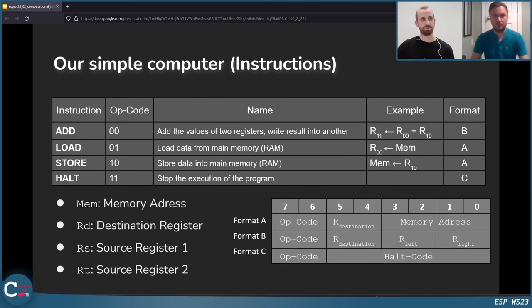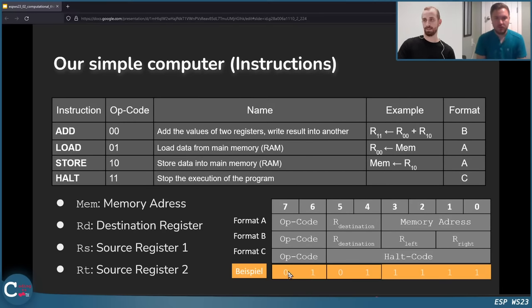This might be, again, a little bit much information for now, but this is our instruction set. So we have four instructions: add, load, store, and halt. Halt stops the program. Add adds two values of two registers and then writes the result into another one. Load loads the data from main memory, and then we have a register where we store the data and a memory location. Store is the opposite. We store data from the registers to the main memory. And if we stop it, we just say this operation code 11.